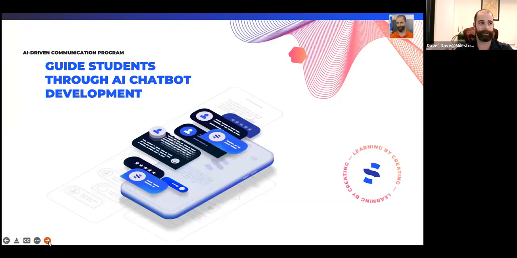What we do is we guide the students through an AI chatbot development. So they actually build their own chatbot. We see chatbots on websites. Some of you, I'm sure, have run into some bad ones. I was trying to use a chatbot on an airline a couple months back. It was the worst thing I've ever done. I only did it because the wait was so long to call them.